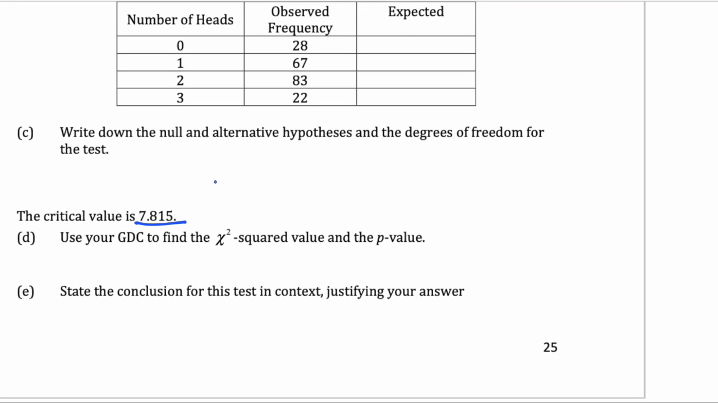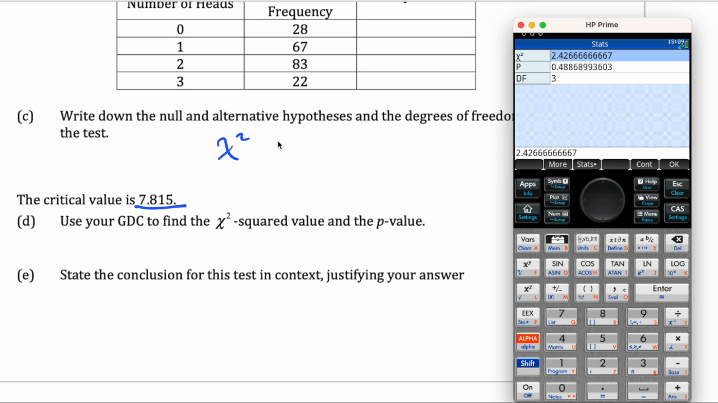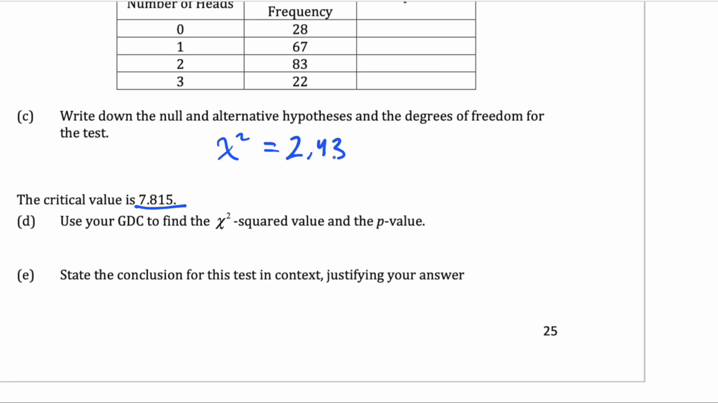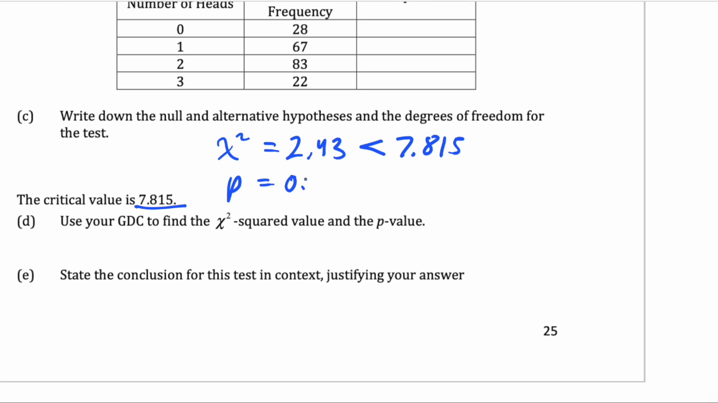With the chi-squared value, it is 2.43, which is smaller than the critical value. Always compare the chi-squared with the critical value. The p-value is 0.489, which is large. It's bigger than the significance level. When chi-squared is high or p is low, we reject H0. So this p-value here is not low, so we do not reject the null hypothesis.